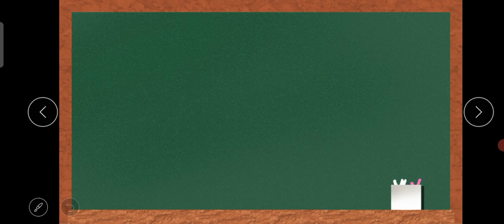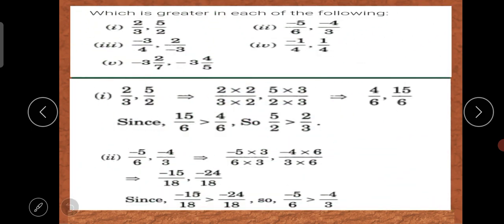Next question. Which is the greatest in each of the following? 2 upon 3 and 5 upon 2. Like this 5 questions are given, so out of those we are going to solve 2 questions. 2 upon 3 and 5 upon 2. How can you compare which one is greater? For the comparison again you have to make the denominators the same. Okay, otherwise it is not possible to compare.